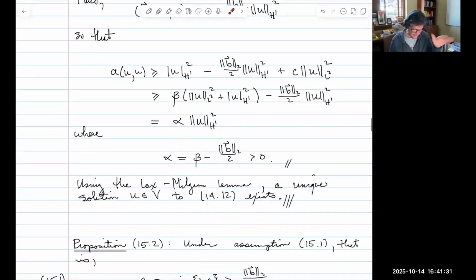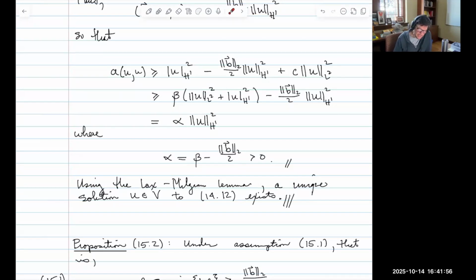So now I have everything I need to use the Lax-Milgram lemma. And that says if I have all those pieces that I just described, and you go back and look at it, what it says is that you have a unique solution U to 14.12. That is my weak formulation of the non-symmetric problem.